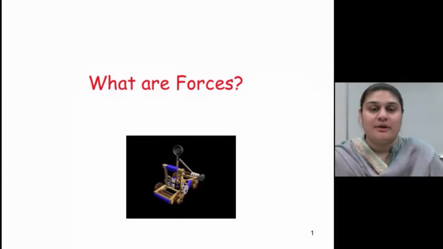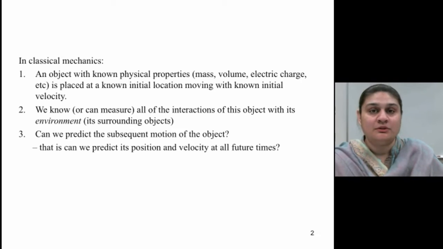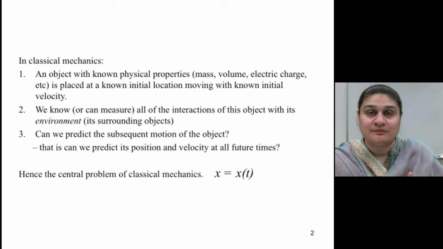So now we'll talk about what are forces. So in classical mechanics, an object with known physical properties is placed on any initial location moving with an initial velocity. We know, or we can measure, all of the interactions of this object with its environment, that is, all of the objects that are surrounding it. And we can predict the subsequent motion of that object. That is, we can predict its position and velocity at all future times.